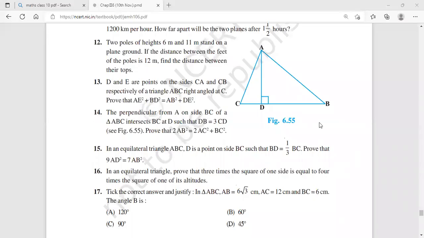Hello students, so let's continue with the problem. We have got only few problems in the exercise of Pythagoras theorem. So in the previous video, we had solved the question number 13. So let's start with question number 14.